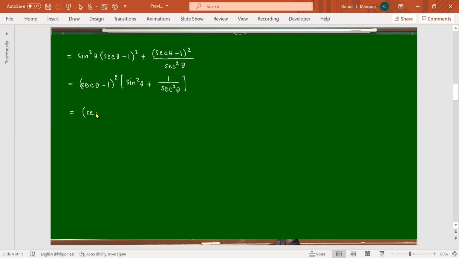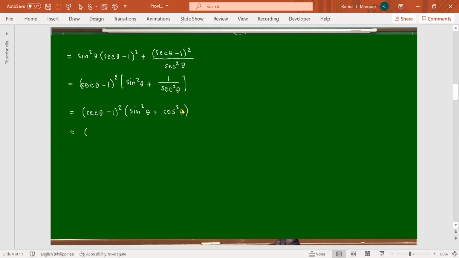then let me copy this. Secant theta minus 1 quantity squared. And this is equal to what? So copy sine squared. But 1 over secant squared theta is equal to what? Cosine squared theta, because 1 over secant is cosine by reciprocal identity. Therefore, cosine squared theta is equal to 1 over secant squared theta. But this identity is famous, no? As famous as Galileo Galilei. Okay?